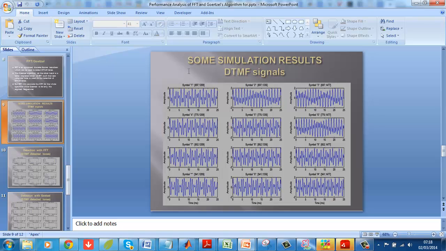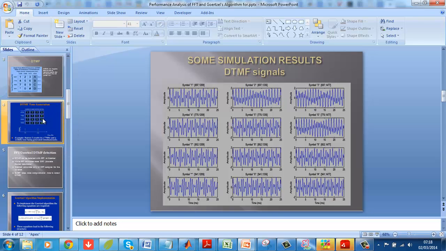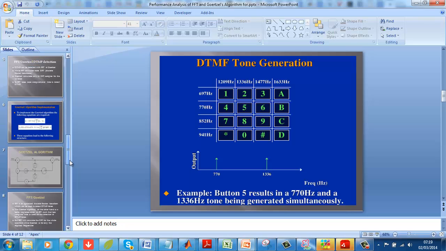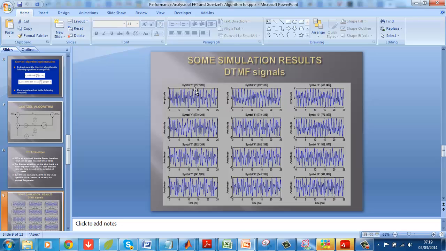Now, if you check, each of them has its frequencies. For symbol 1, remember I told you the frequencies are 697 and 1209. If you go back, you see that 697 and 1209. So what I just did simply is to tell MATLAB to plot a sinusoidal signal that has these two frequencies.